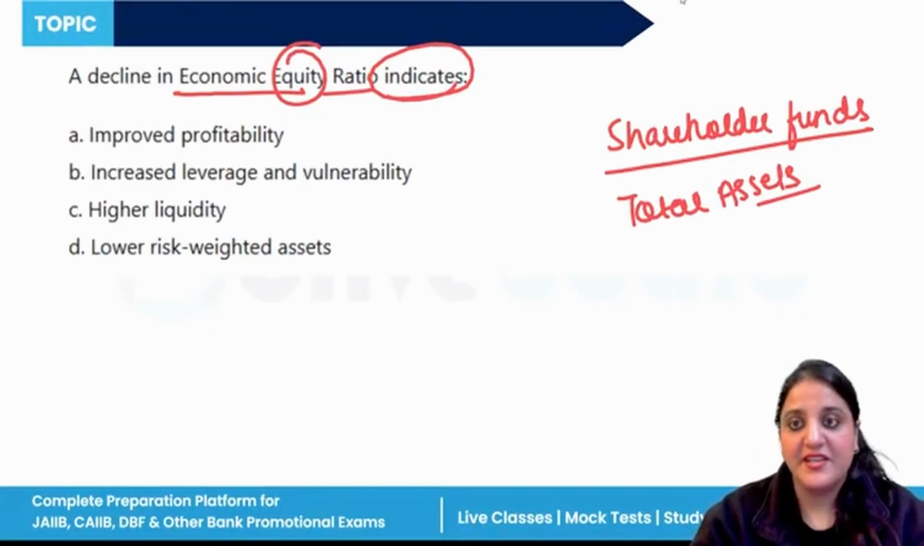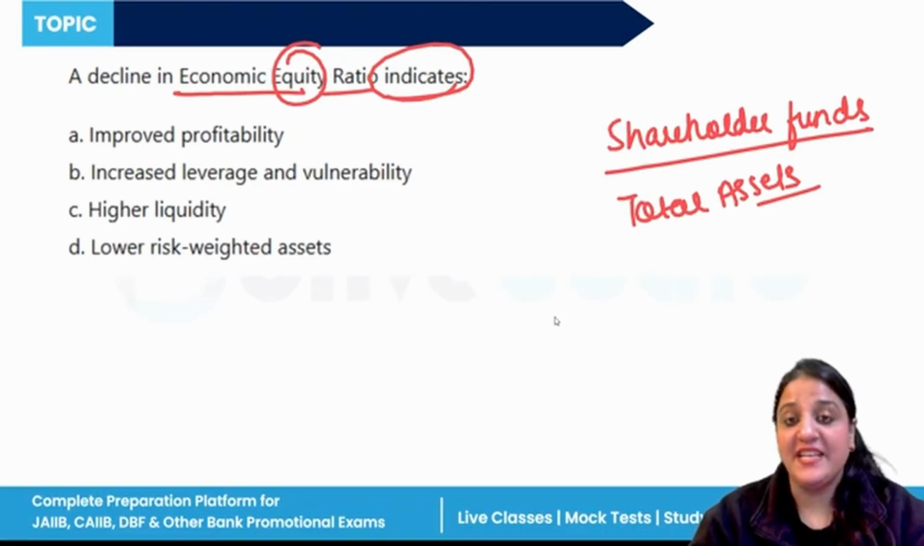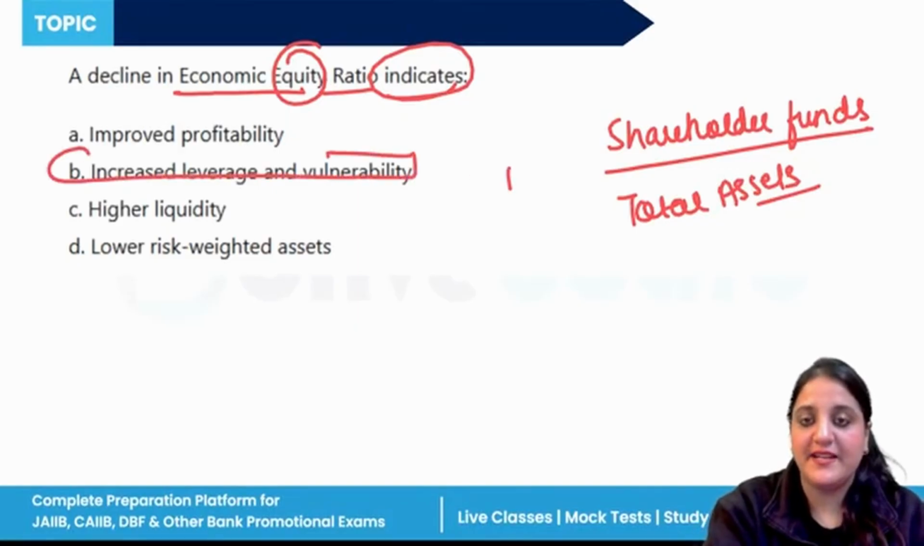A higher ratio means greater shock absorbing capacity. It is a financial metric that compares total shareholder equity with total assets. So if there is a decline in the economic equity ratio, it means increased leverage and vulnerability. Lower owned funds increase the risk. That's why option B is correct here.